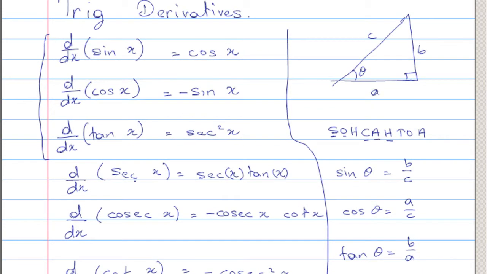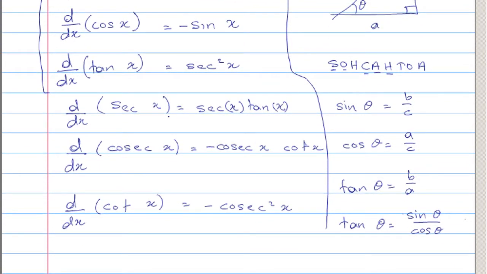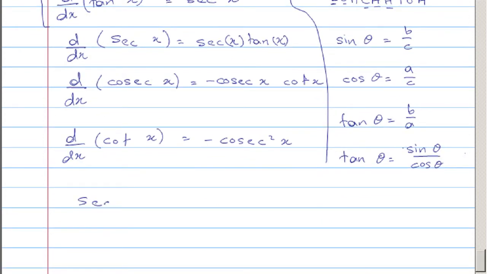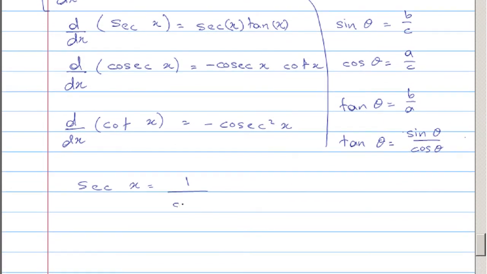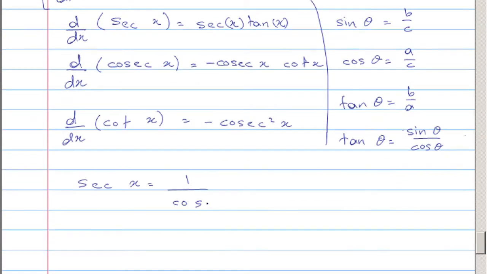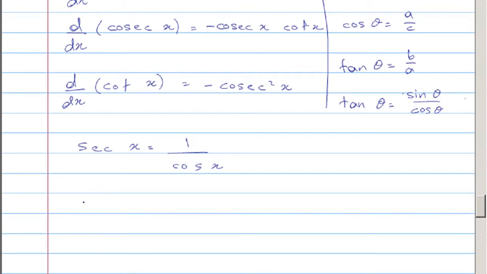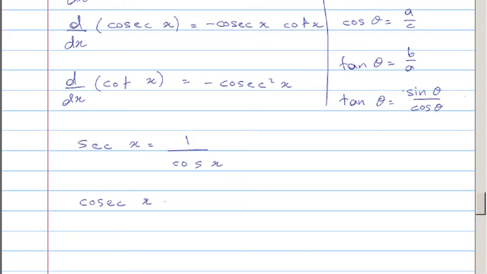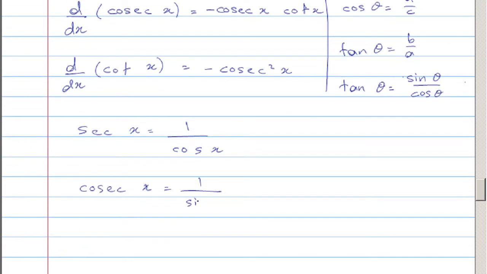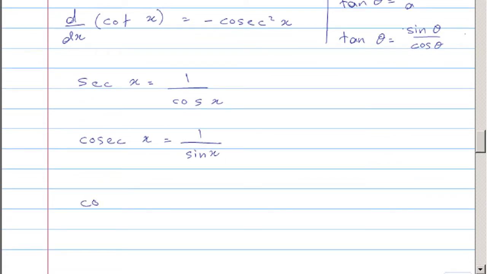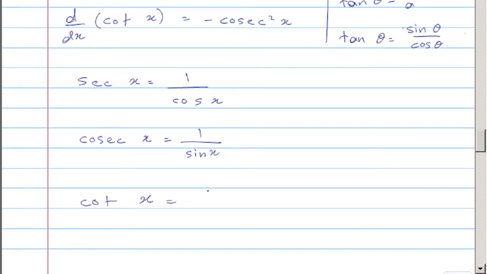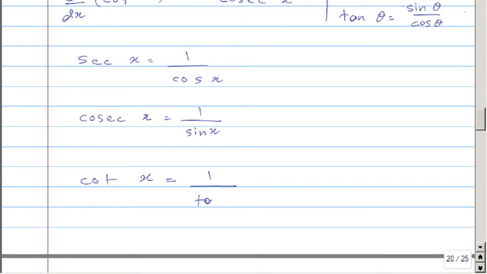And these three here, the sec, cosec and cot, if you haven't come across them already, sec x is defined as 1 divided by cos x, and cosec x is equal to 1 divided by the sine of x, and you can probably imagine what cot x is. That's just 1 divided by the tan of x. These functions are defined as this.